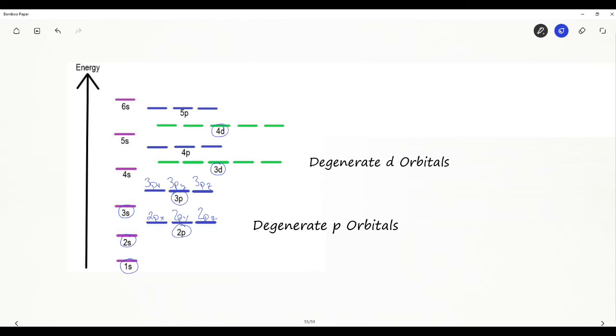Now this diagram can continue up, but it gets quite large. If you continue this up to include the f's, you would have 7 spaces for the degenerate f orbitals. Okay, we are going to work with this energy diagram. We are only going to go up to the 6s orbital because it starts to get large and rather cumbersome after a while.